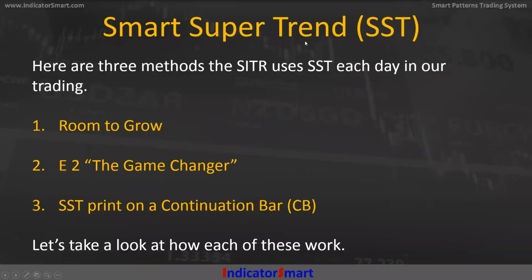Okay, Smart Super Trend, SST. There are 3 basic methods that we use, SST, each day. The first one I'm going to spend probably 7 or 8 minutes going over, called Room to Grow. The second I'll spend about 2 minutes on is called an E2 engulfing 2. We have named that the game changer. And then we're going to show you what a Smart Super Trend SST print on a continuation bar looks like and what it might be worth.